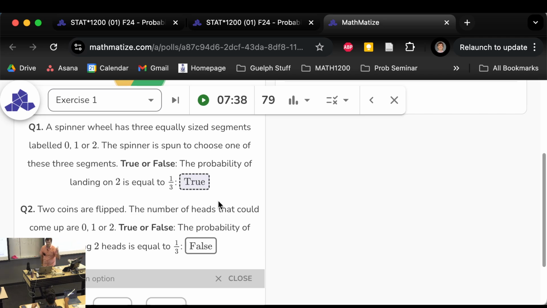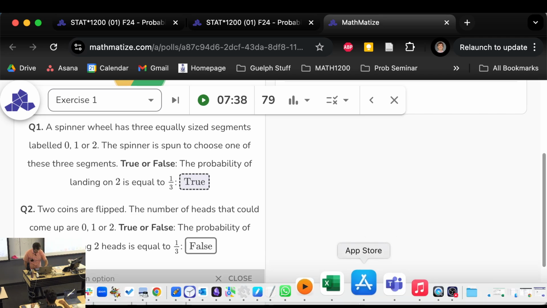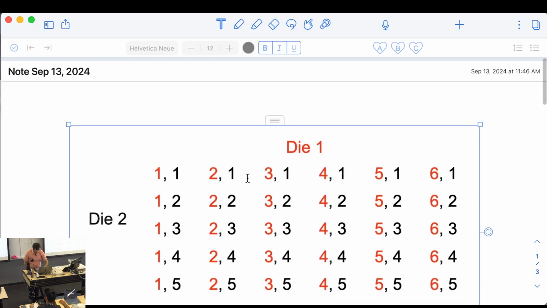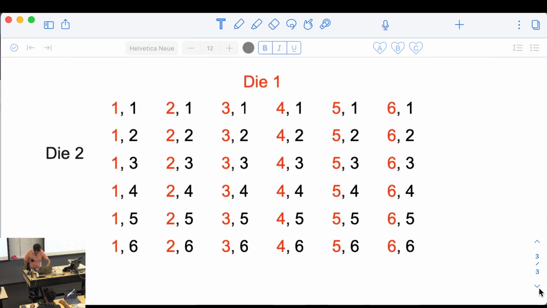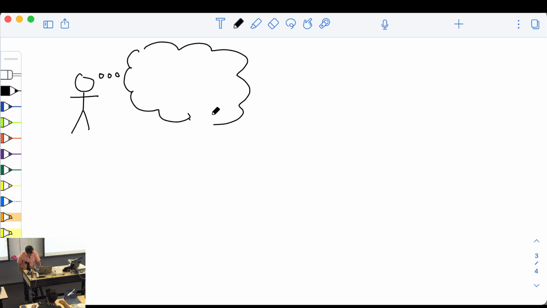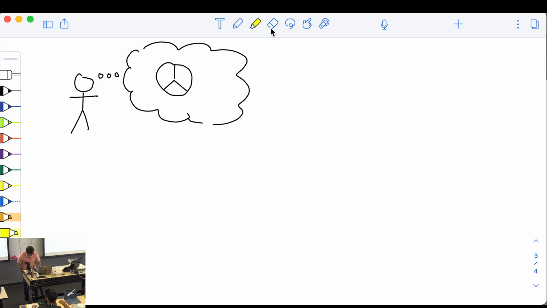So let's draw a little cartoon of what is happening here in our brains. This is like the cartoon for how probability works. Let's go to a blank page. So here is us. I'm a stick figure, and I'm thinking in my head about the spinner. If I'm thinking of the spinner, I can see it has equally likely outcomes. I can color it in even.